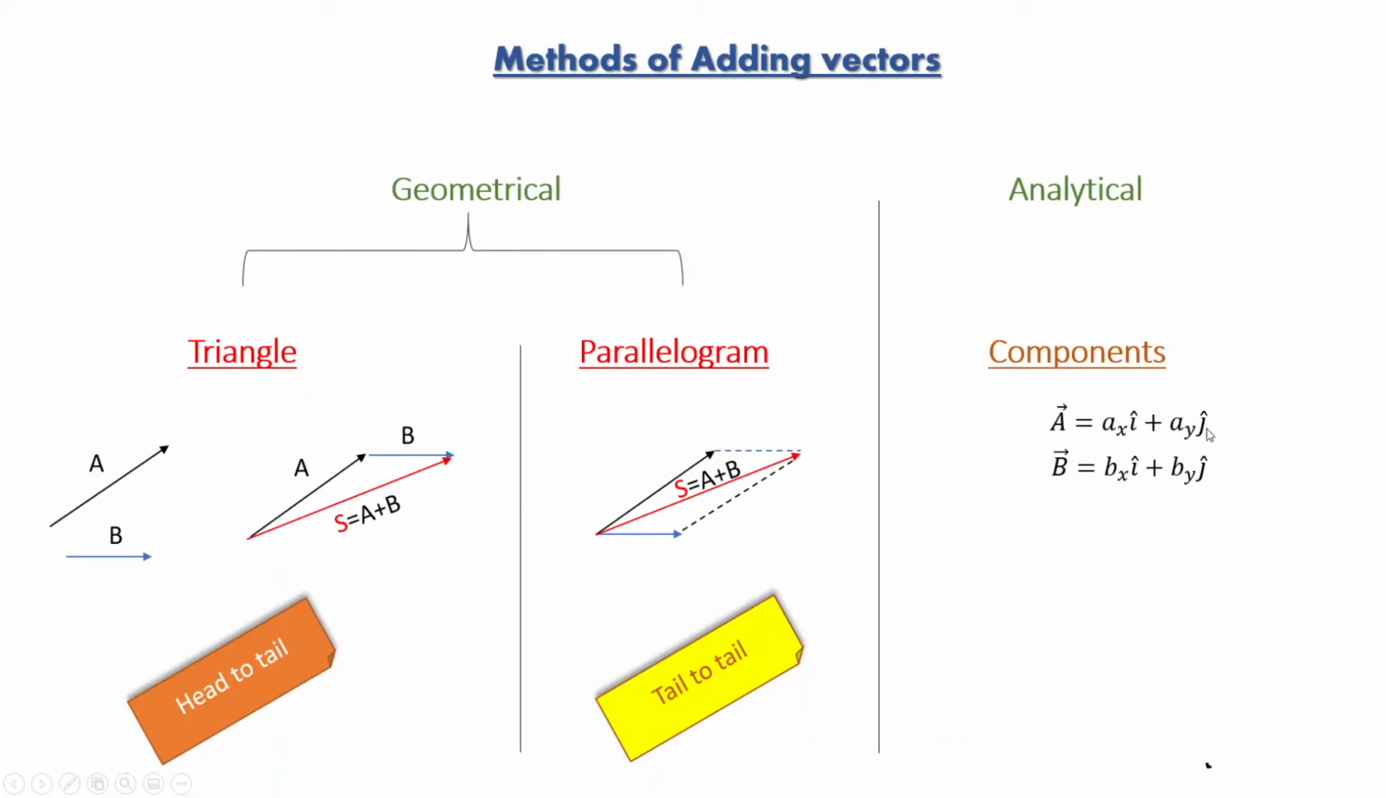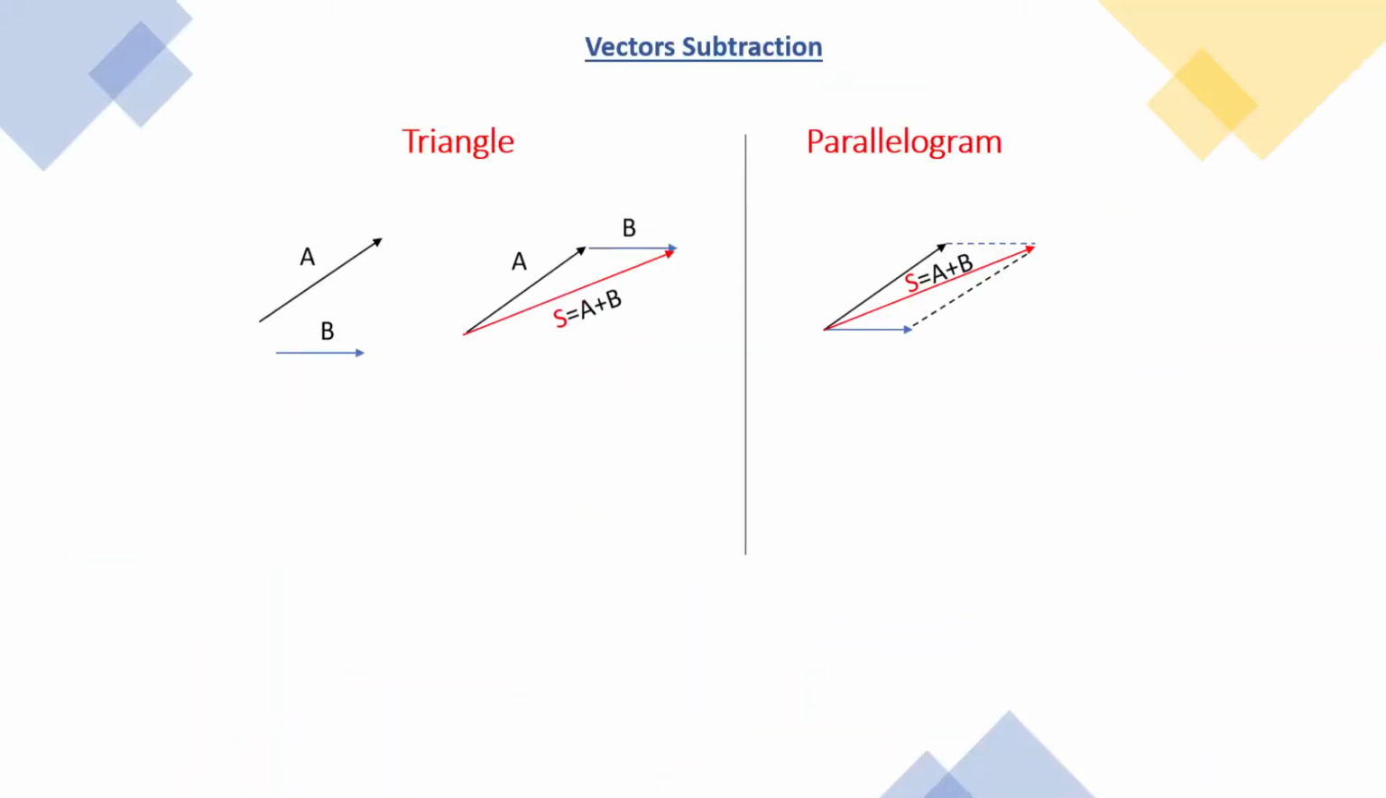i hat and j hat are the unit vectors. For vector B, you have Bx i hat plus By j hat, and the calculation is easy here because to find the x component of the summation, you just need to add Ax and Bx to each other, and Ay and By to each other to find the j hat component. In the next videos, I will explain how to find the components of a vector.